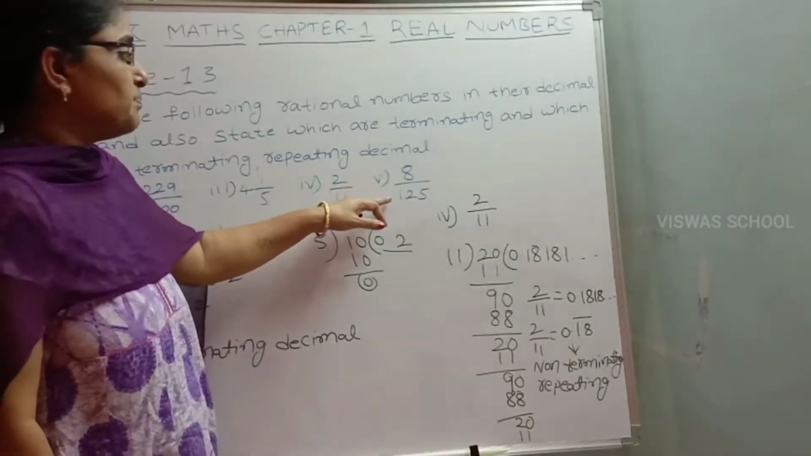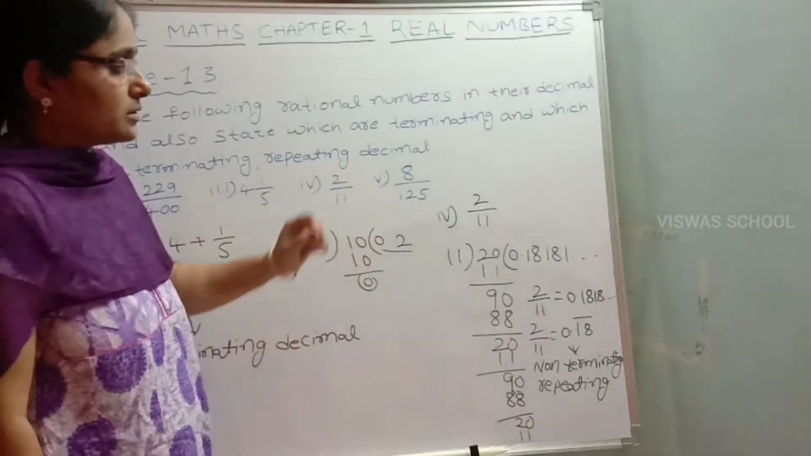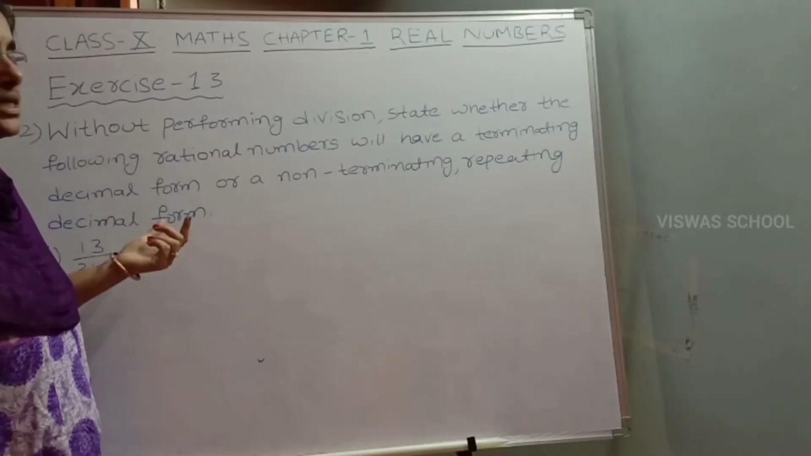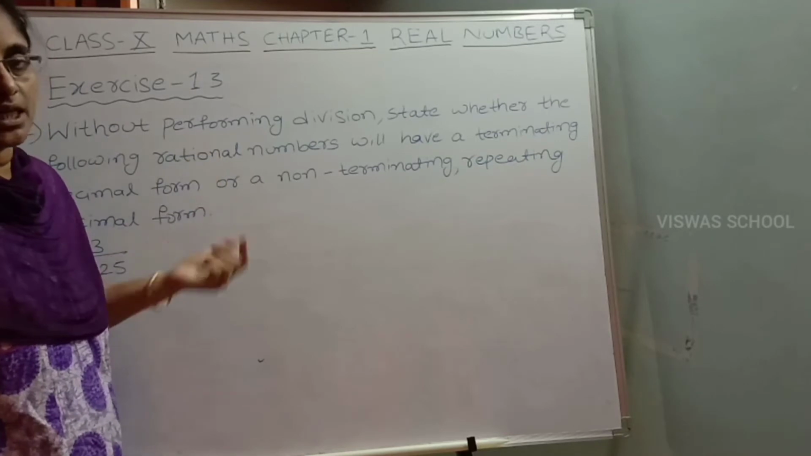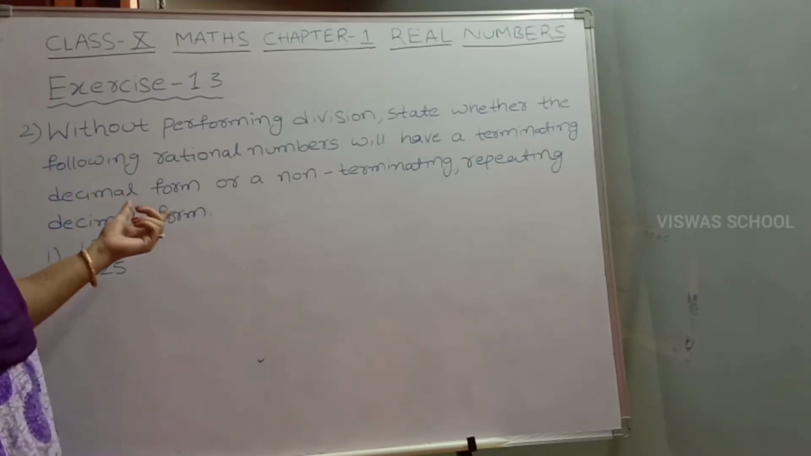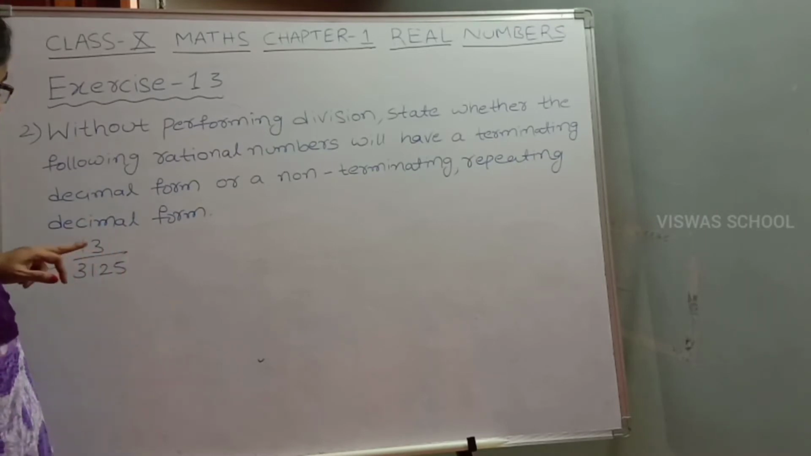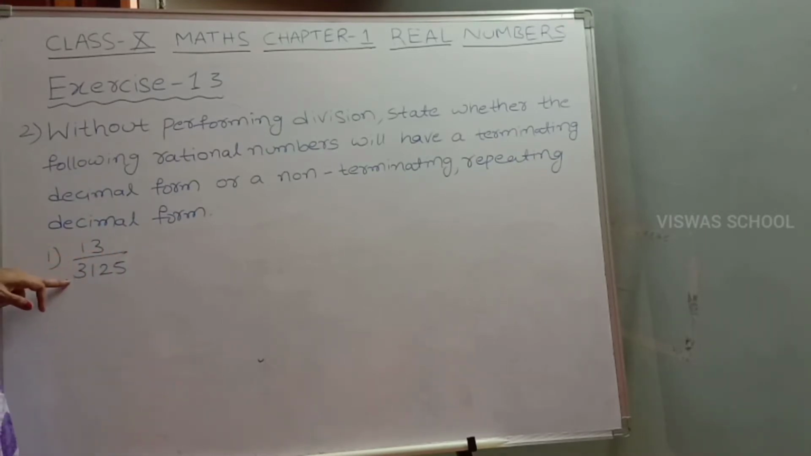And take this 8 by 125 as homework. Next one is, without performing division, state whether the following rational numbers will have a terminating decimal form or a non-terminating repeating decimal form. In this, the first one is given as 13 by 3125. Here, without doing the division, we have to state which one is terminating and which one is non-terminating.